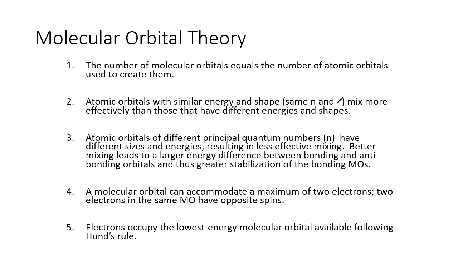Anyway, what to take away from this point right now? Better mixing equals more stability, and better mixing equals larger energy differences. Point 4. A molecular orbital can accommodate a maximum of 2 electrons. 2 electrons in the same molecular orbital have opposite spins because it still follows the Pauli exclusion principle. It's just applied in this context.